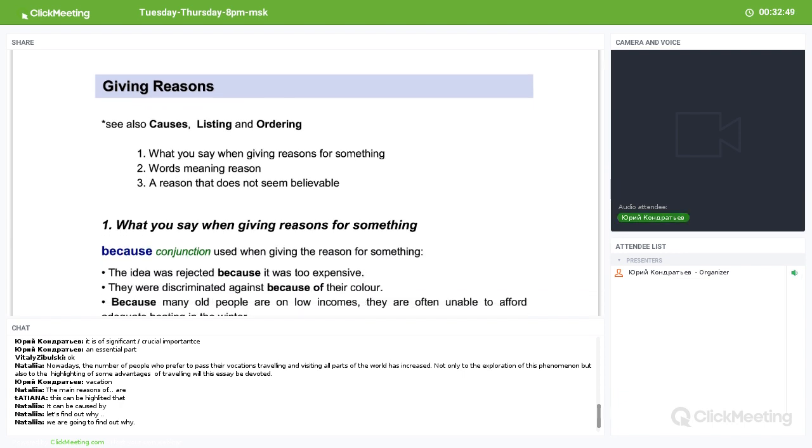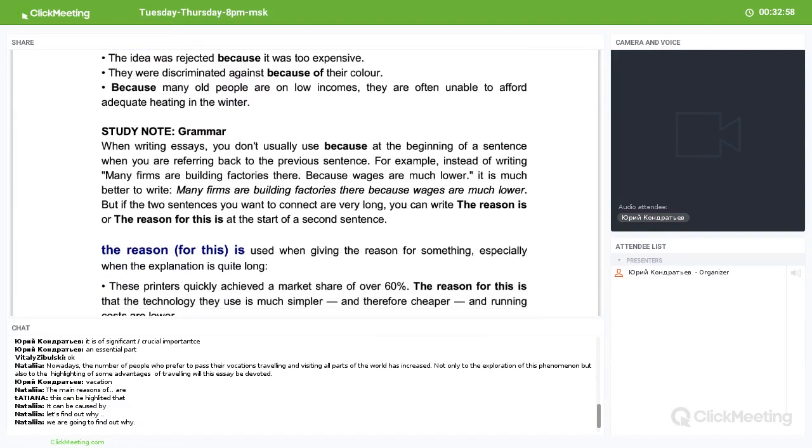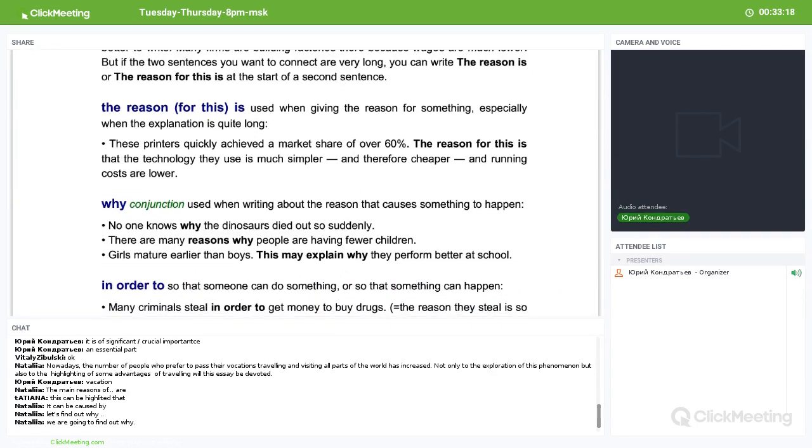So, when giving a reason for something, you say the word because. Well, that's simple. Then you can also say the reason for something is, or the reason for this is. You can explain something like, these printers quickly achieved a market share of over 60%. The reason for this is that. Then why? Instead of saying, let's find out why, or we're going to find out why, you can say there are many reasons why, or this may explain why. Then it will sound more impersonal and academic.